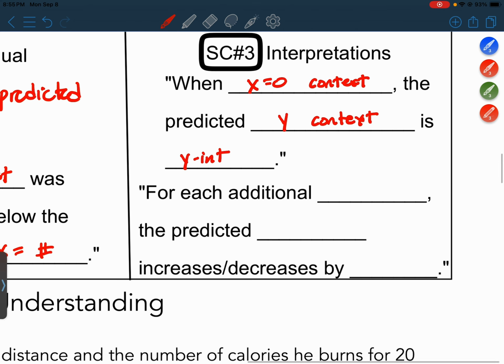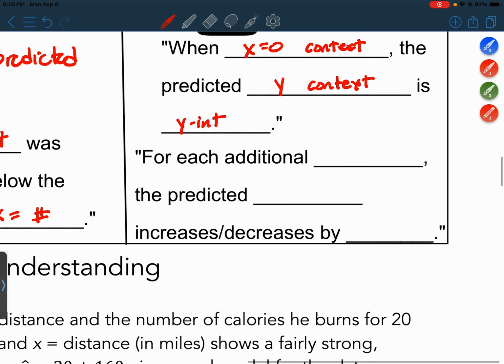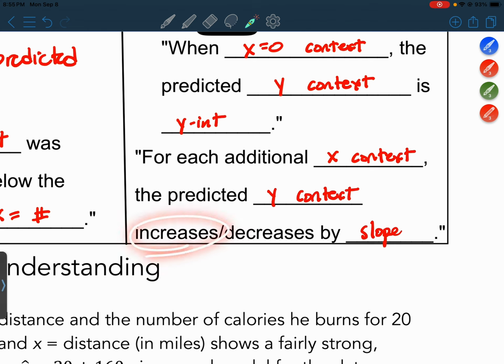The second template is for the slope. So for each additional x context, so for each additional rubber band, the predicted y context, that would be distance traveled, either increases or decreases by, and then you put the value of the slope in the sentence. Now, it's probably pretty obvious to you that you're going to use the word increase if the slope had a positive amount, and you'd use the word decrease if the slope was a negative value.